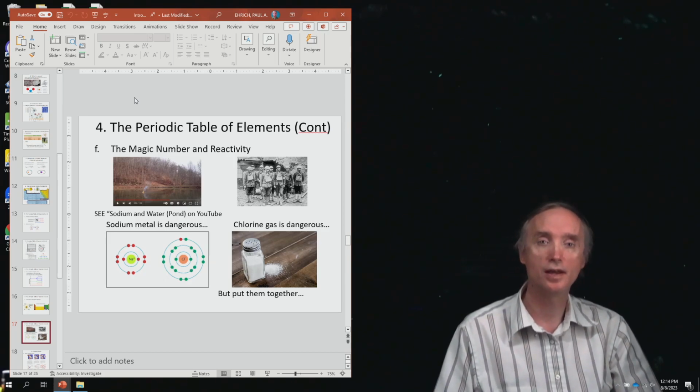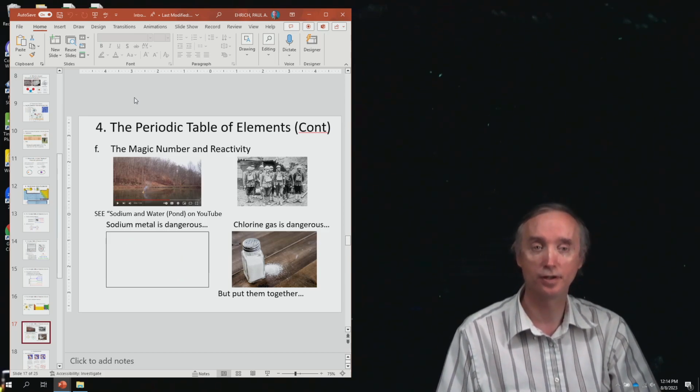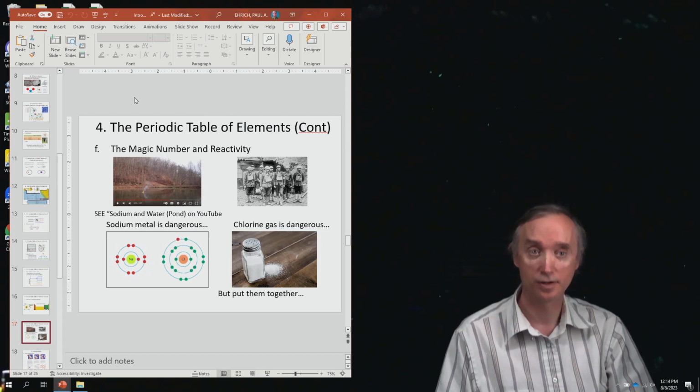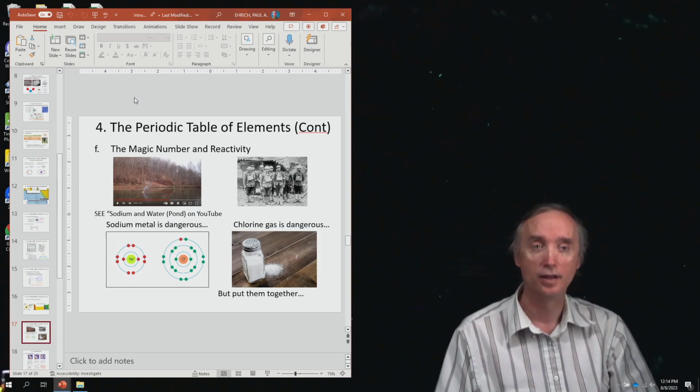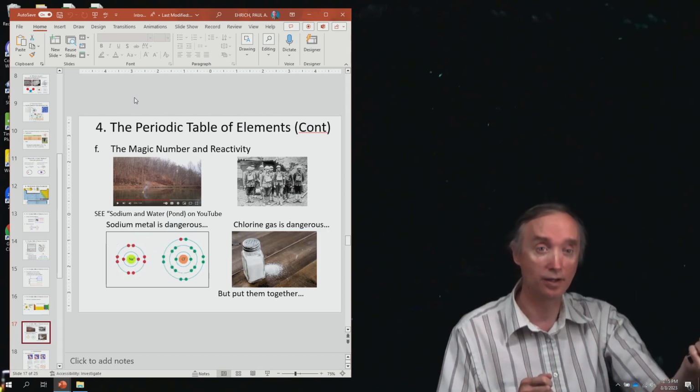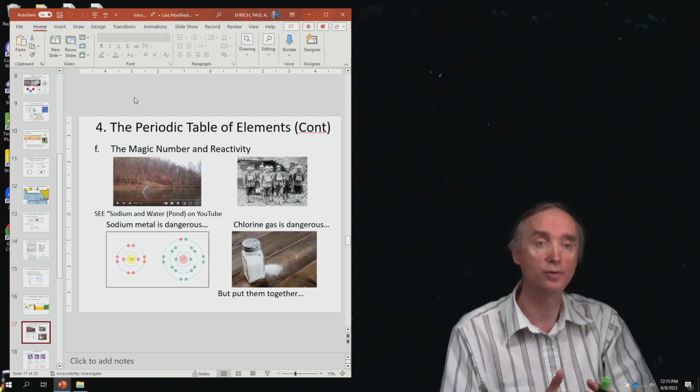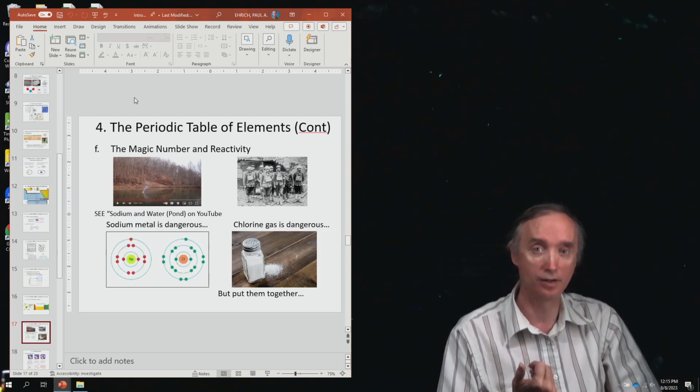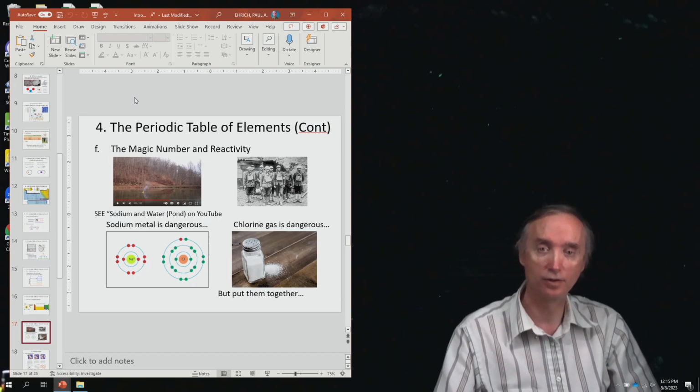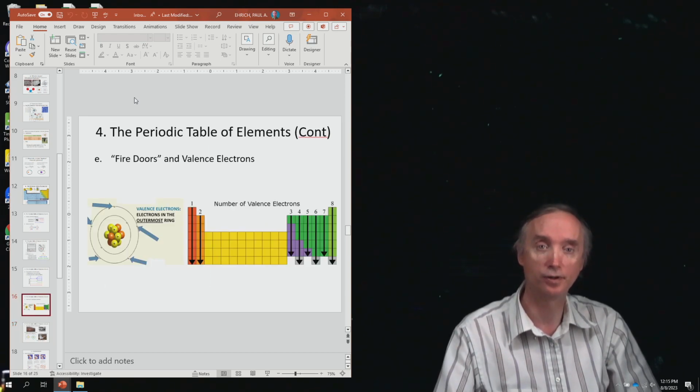Okay, so we said that the magic number in chemistry is 8. So all elements in a chemical reaction are trying to get to this magic number of 8. Now they can do it either by giving away electrons, or they can do it by taking electrons. So let's take a look at the periodic table here.